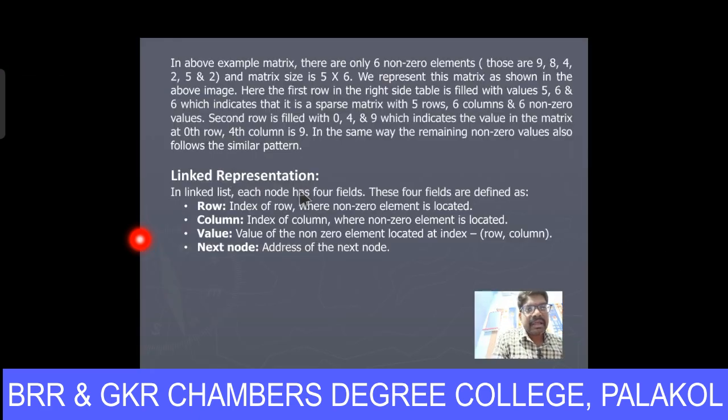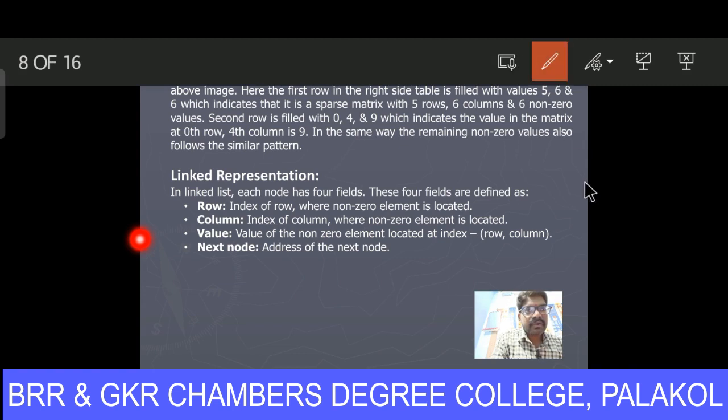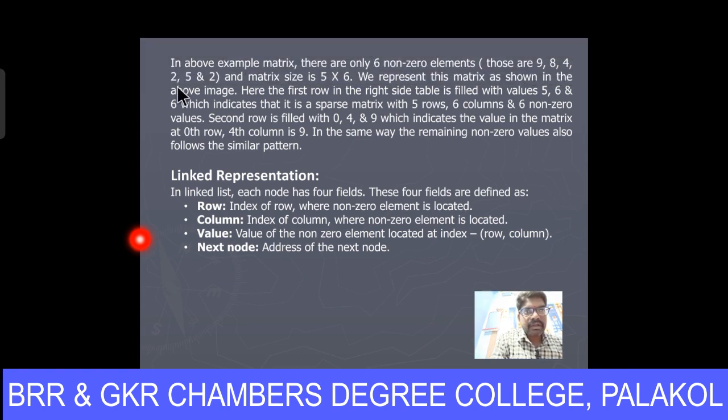So in the above example matrix, there are 6 non-zero values: 9, 8, 4, 2, 5, 2, and the matrix is 5 by 6. We represent the matrix as shown in the image. Here the first row in the right side table is filled with 5, 6, which indicates that the sparse matrix has 5 rows, 6 columns, and 6 non-zero values.